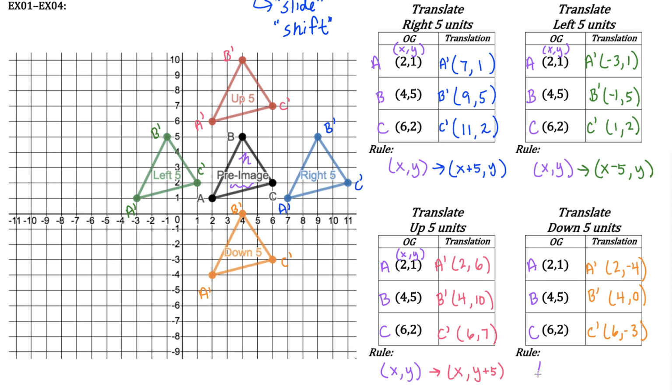So once again, we had some x's and some y's. The 2, the 4, and the 6 stayed the same. So the x stayed the same. The 1 became negative 4. The 5 became 0. The 2 became negative 3. So 5 to 0 is minus 5. 1 minus 5 is negative 4. 2 minus 5. So I took the y's and I subtracted 5. Cool. Next page.